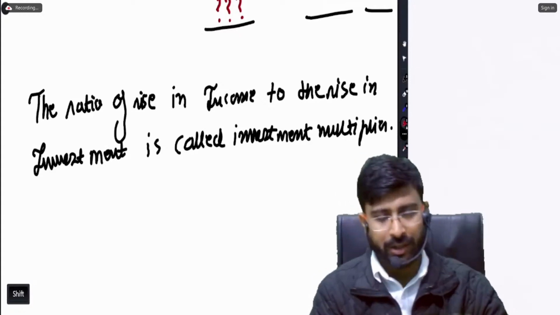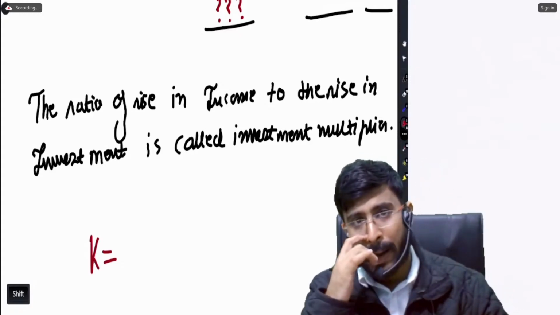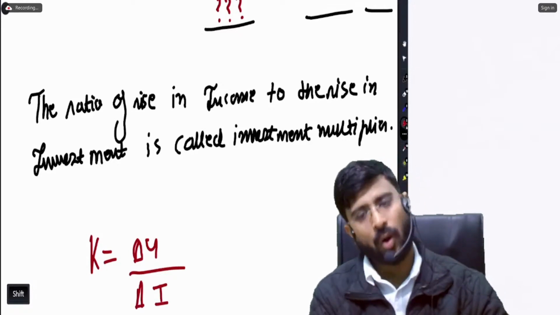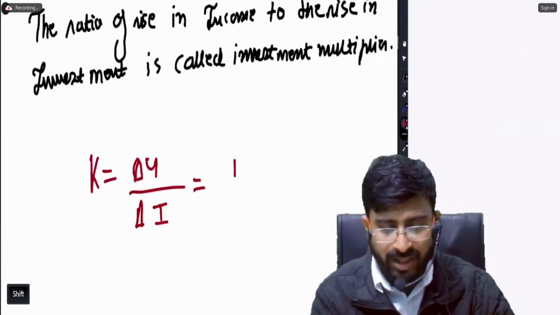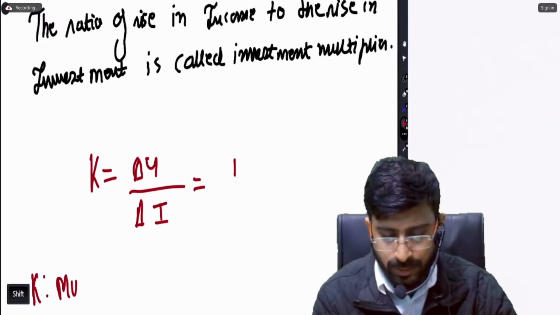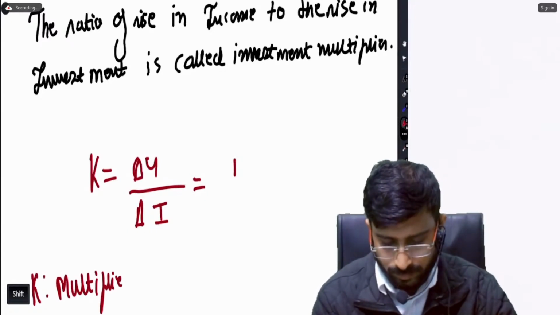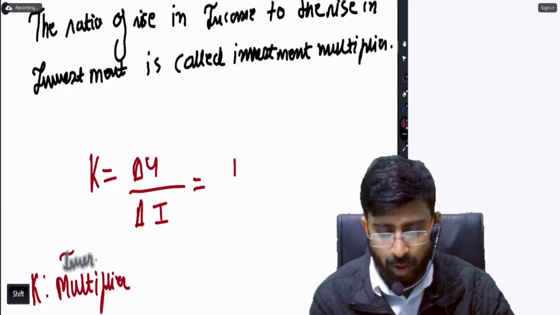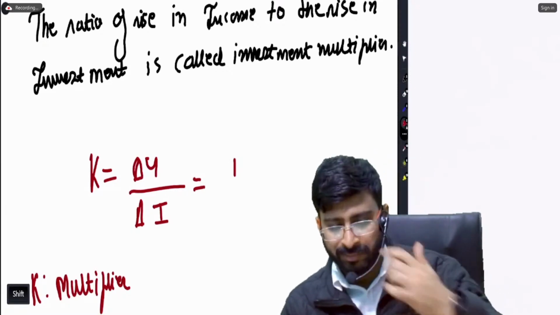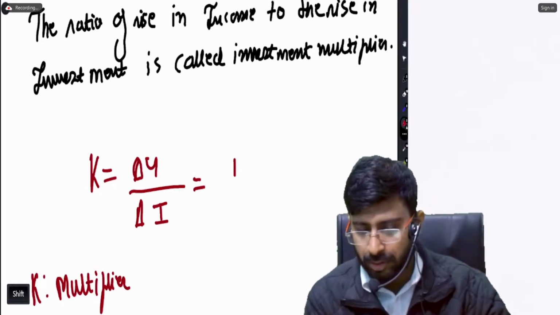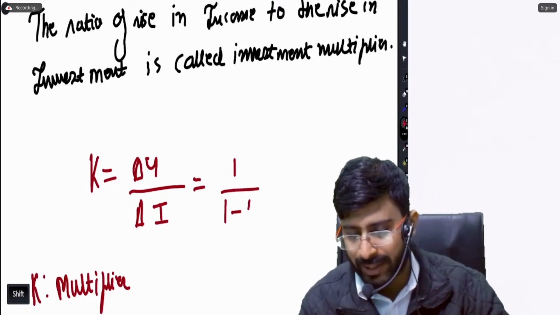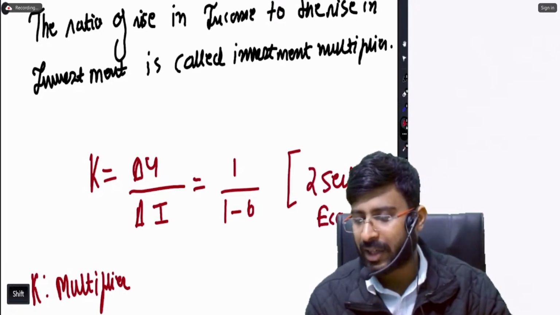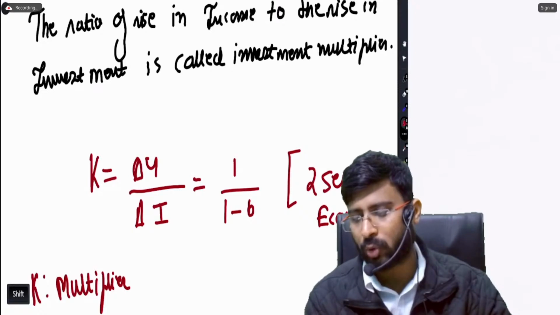But sir, how do we calculate it? So friends, there are two formulas to compute it. Change in income by change in investment. Or, by the way, K represents the investment multiplier. And you know what? 1 by 1 minus B. By the way, we are talking about a two-sector economy where there is no government and rest of the world.